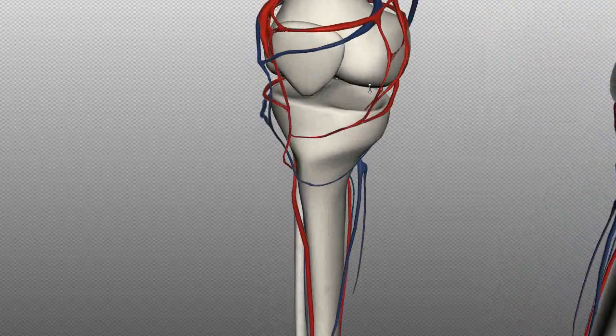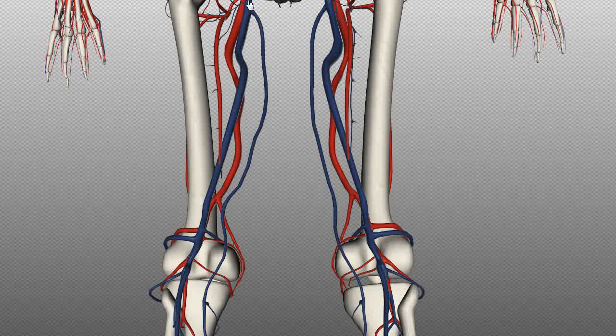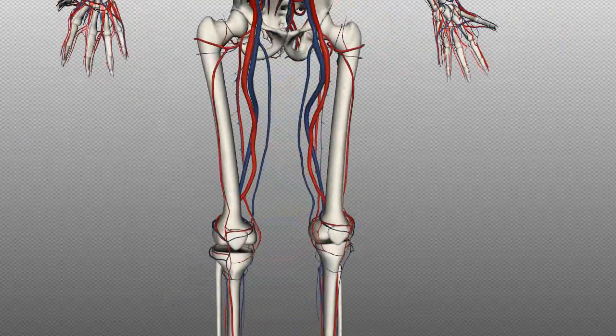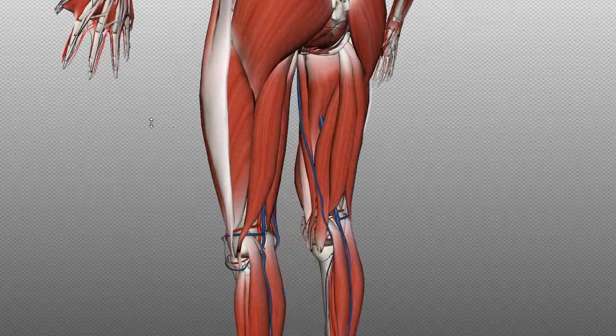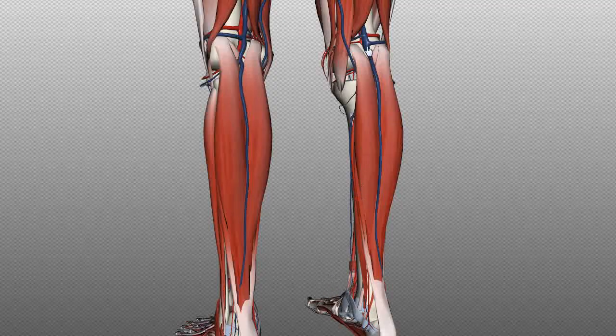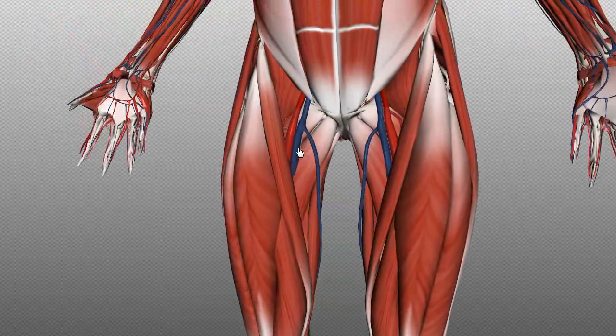Just going back up again, you've got the external iliac being formed from the femoral vein and the long saphenous vein. The long saphenous vein is a superficial vein. The femoral vein is a deep vein. If I put in the muscle layer, you can see the femoral vein runs deep in the muscle layer, and the long saphenous vein runs superficially all the way down the inner leg. It runs medially all the way down to the foot where it joins the dorsal venous arch of the foot. So the long saphenous vein and the femoral vein drain into the external iliac vein.